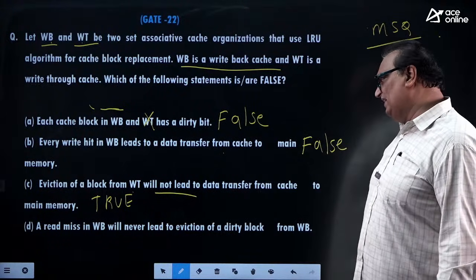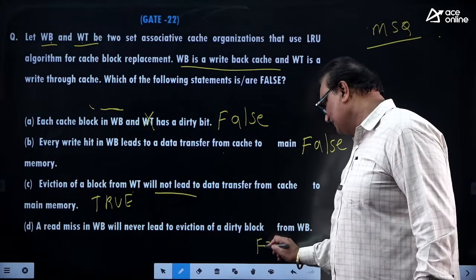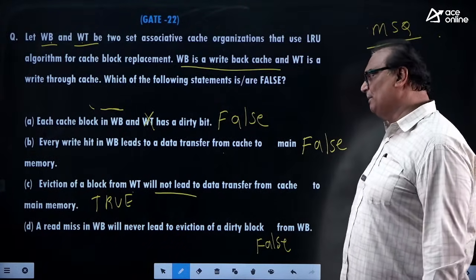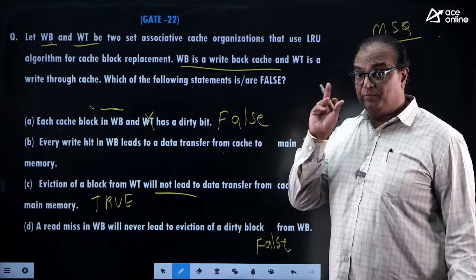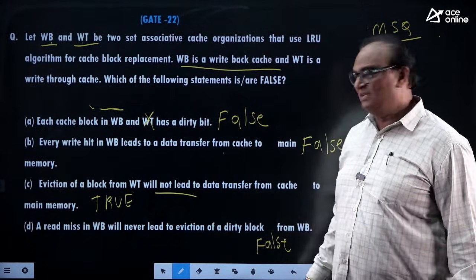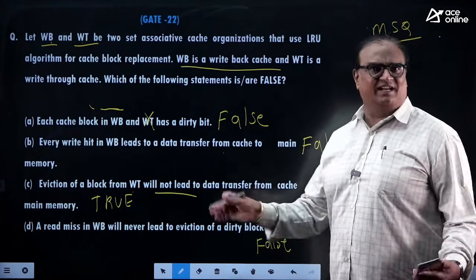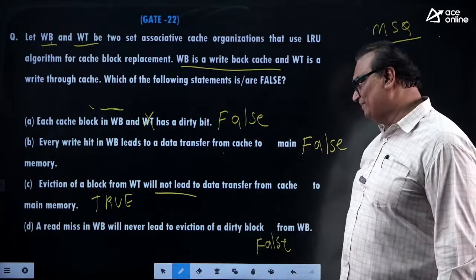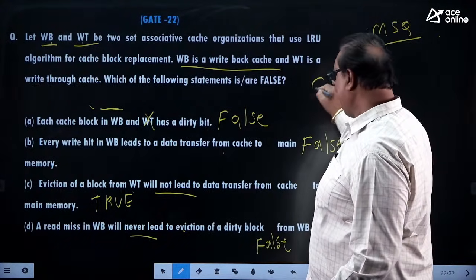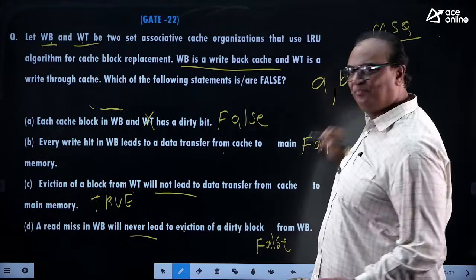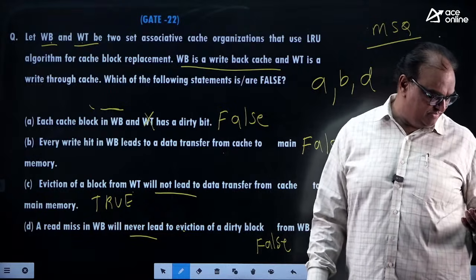A read miss in WB will never lead to eviction of a dirty block from WB. It is false, because when a read miss has occurred in the write back cache, a new block is needed from main memory. Whether the current block present there is dirty or clean doesn't matter. Eviction is compulsory. Never lead means it is false. So what are the false statements here? A, B, D. The true statement is only C. Next, come to the next one.